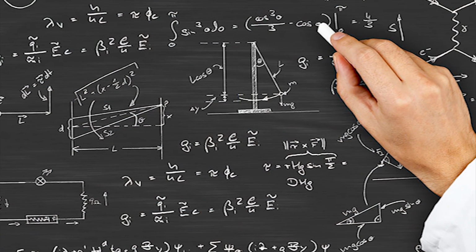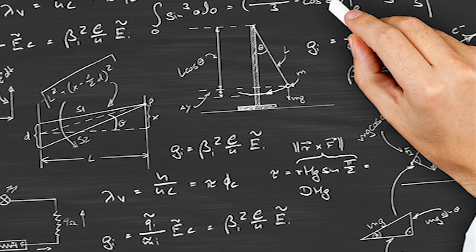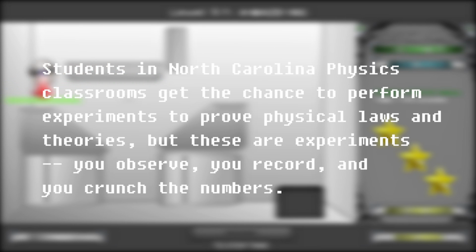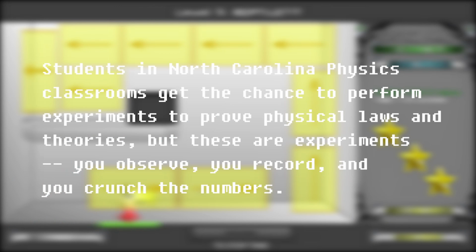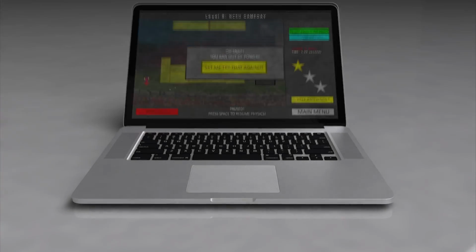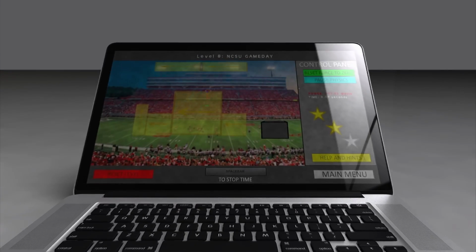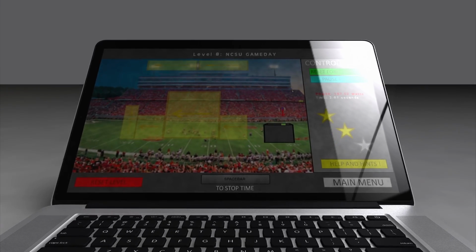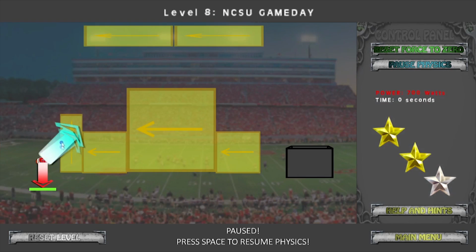Traditional physics classrooms offer very little interactivity in the explanation of forces to students. Students in North Carolina physics classrooms get the chance to perform experiments to prove physical laws and theories. With these experiments, you observe, you record, you crunch the numbers. Our game concept decided to fill in this gap by adding a level of simulated interactivity. We took a simplified approach to the presentation of our game, where the objective is obvious, and the player must conserve energy to make it to the end.